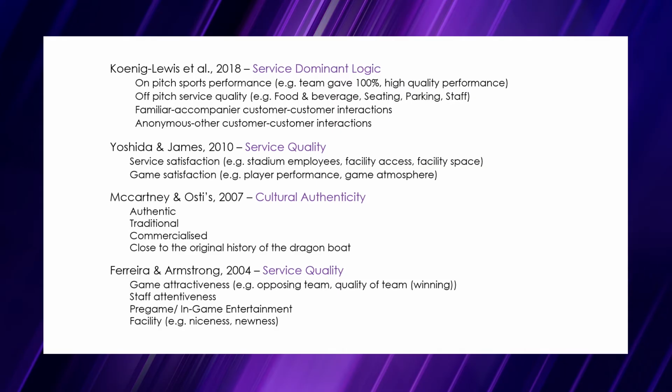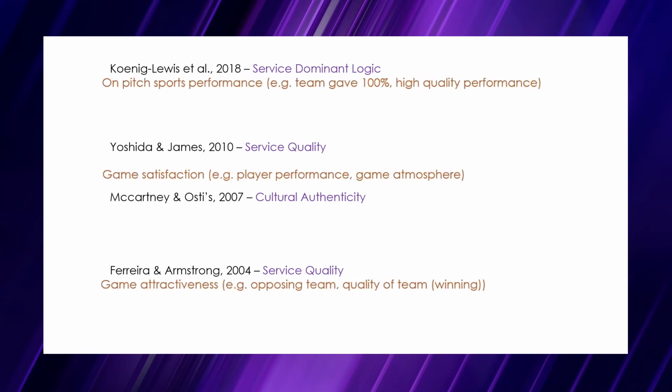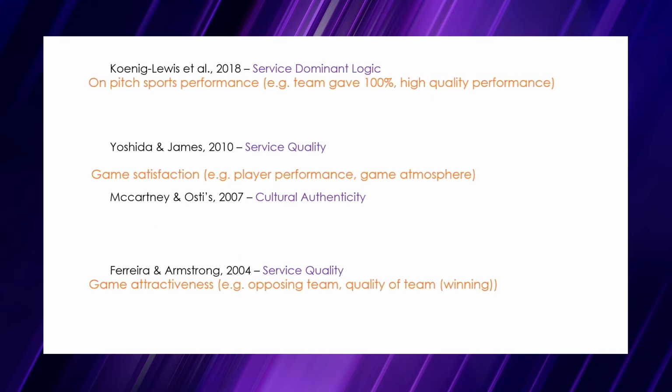If we look at the first bullet point of RESTIR's paper, we can see that the same type of attributes was also covered by Yoshida and James, and also by Ferreira and Armstrong. Fair enough, the names used in each paper are slightly different, but the essence of the attributes is the same. They all focus on the attributes related to the sporting side of the event.